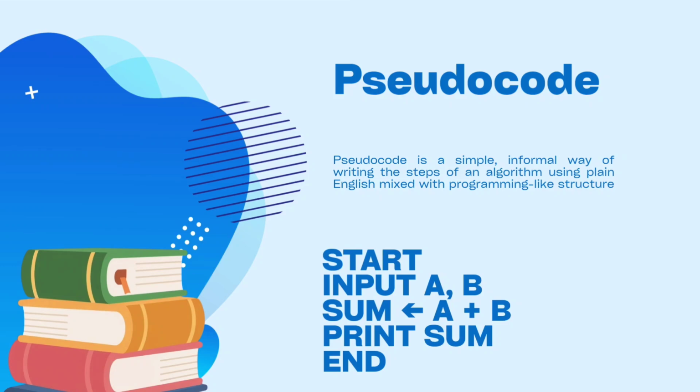Pseudocode. Pseudocode is a simple informal way of writing the steps of an algorithm using plain English mixed with programming like structure. Start, input variable A, B, sum A plus B, print sum, end.